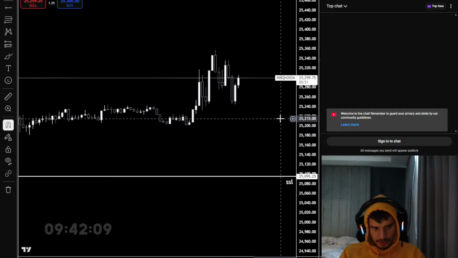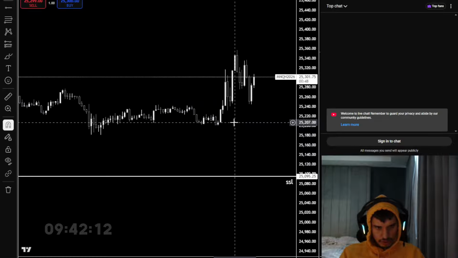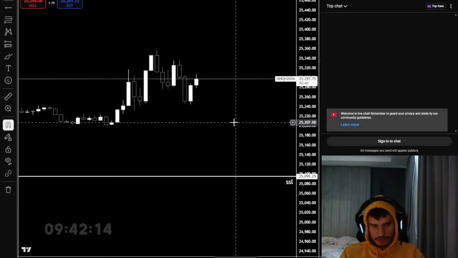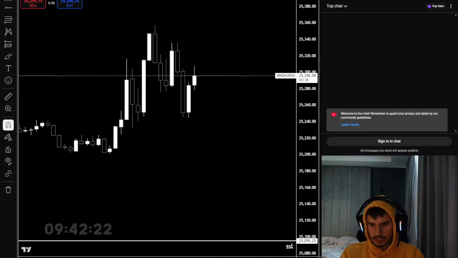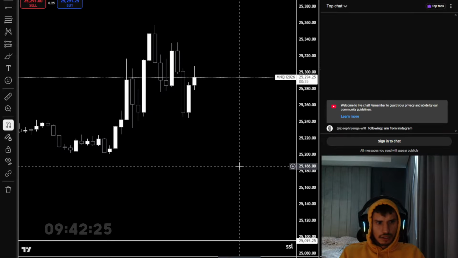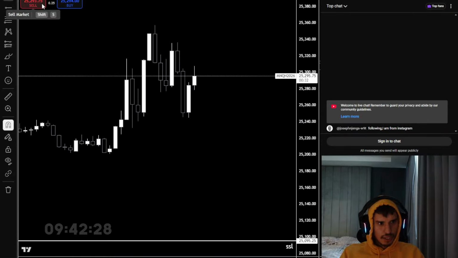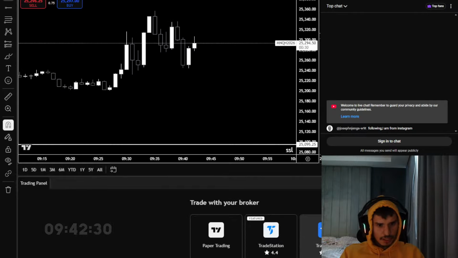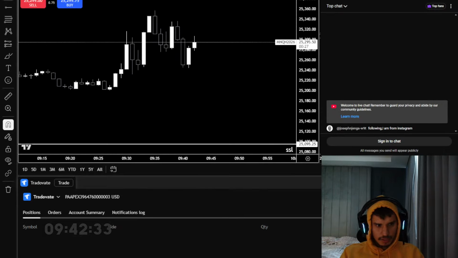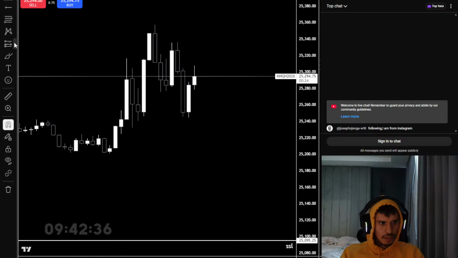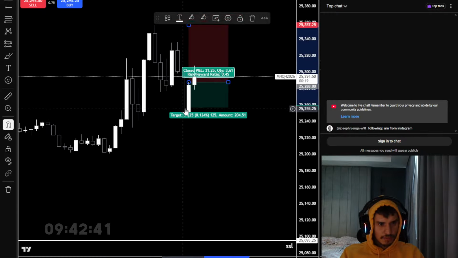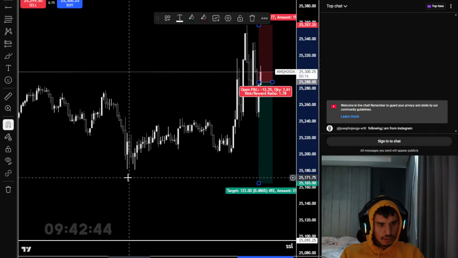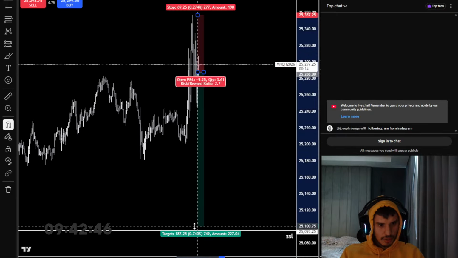We are currently printing a bearish unicorn. I do wish to take it, but it's still not macro time. On both assets, do I want to get an early entry? Wait, I'm not even logged in. Here you go. Stops above the high. Target buy side, maybe.